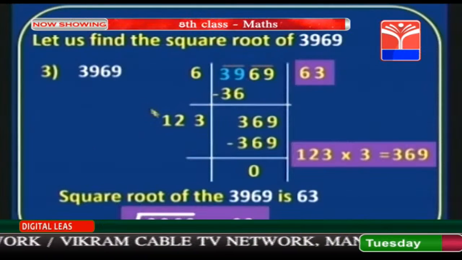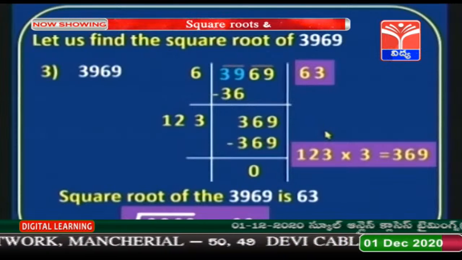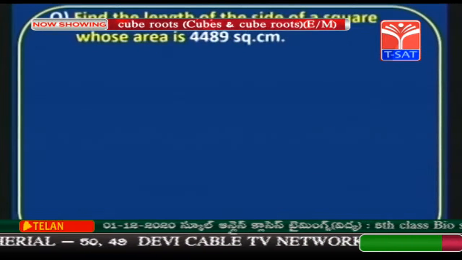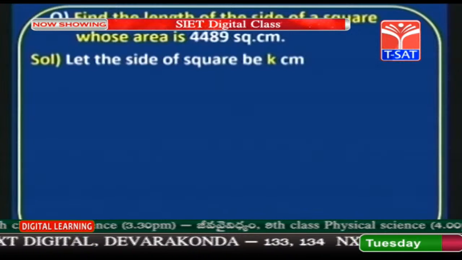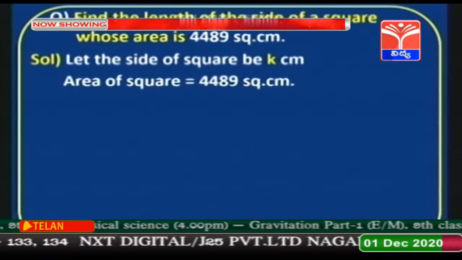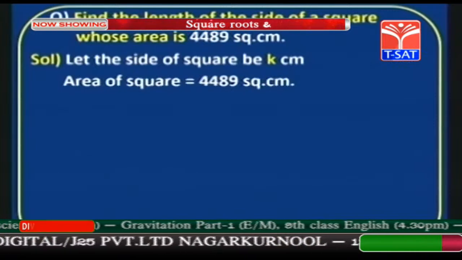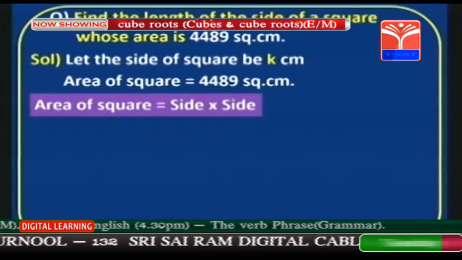Children, like this you have to find the square root of a given number using the division method. Find the length of the side of a square whose area is 4489 square centimeter. Let the side of the square be k centimeter. Area of the square is given as 4489 square centimeter. What is the area of square formula? Yes, it is side into side.